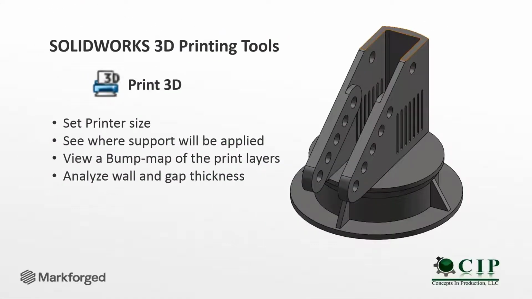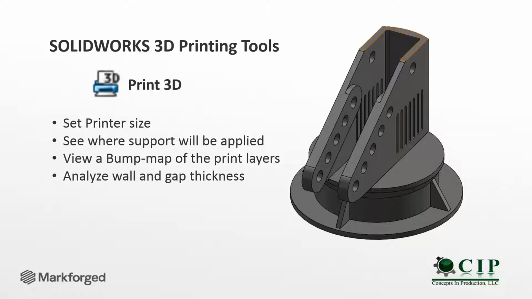SolidWorks has 3D printing tools in the Print 3D option, and a few of the key points are that you can set the printer size, the build volume, so you can make sure your parts fit. It gives other tools that we'll take a look at to force the part to fit, or if the orientation needs to be a certain way to fit within the build size. You can see where support will be applied, which is key to knowing if surface quality is a big issue. The support will have to adhere to the layers to support the overhanging faces, and those faces can be a little distorted because of support material.